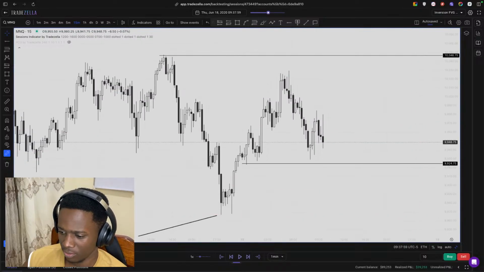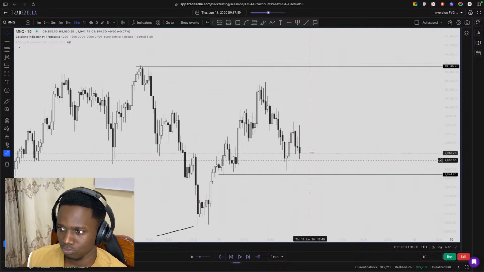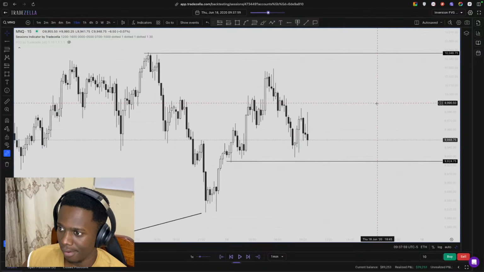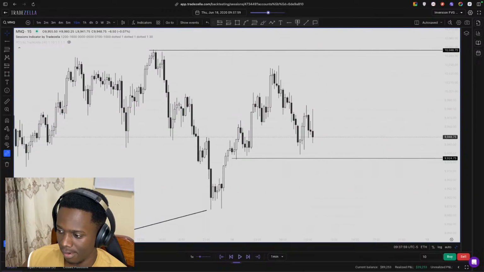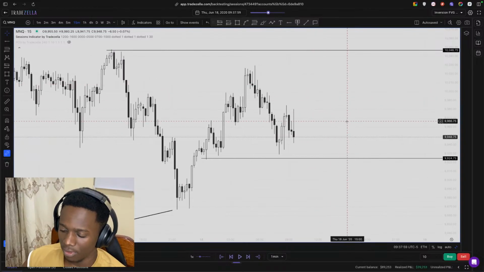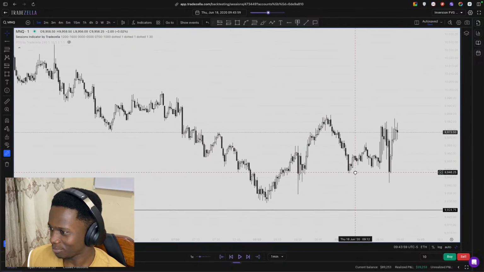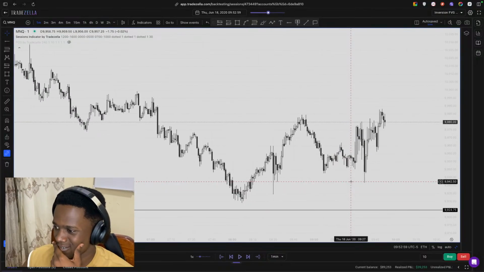Where is this thing heading to? I'm not really sure. So I think maybe we can retrace into this gap, but I'd like to see what the open does. Then maybe I decide on what to do.